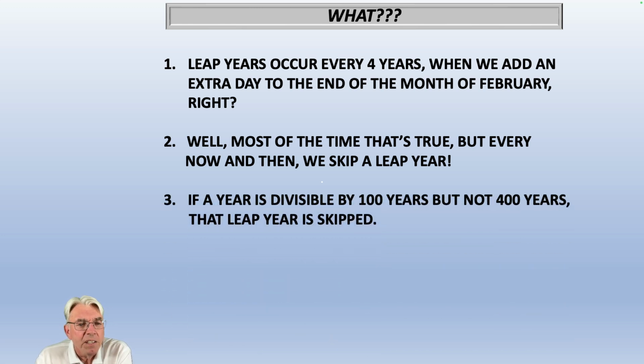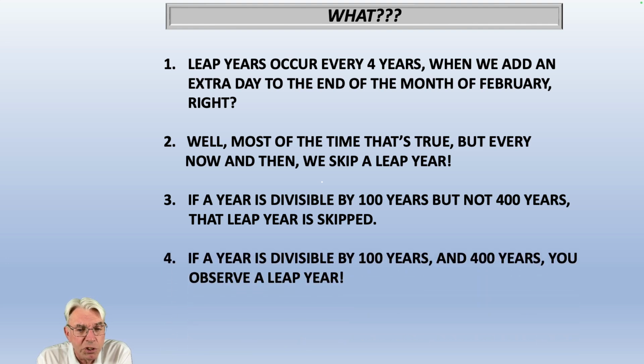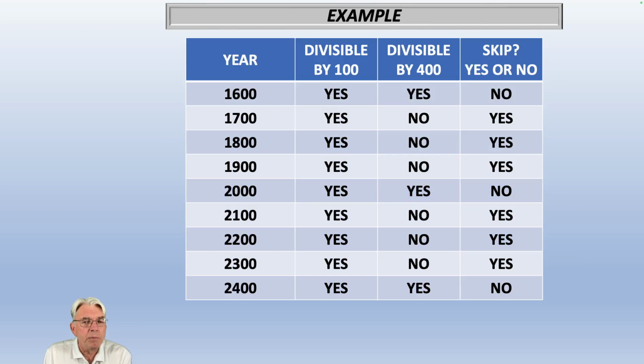The rule of thumb is that if a given year is divisible by 100 evenly, no decimal points, but not divisible by 400, then that leap year is skipped. If a year is divisible by both 100 and 400, then you do observe a leap year in that particular year. So let's put this in table form here, and I'm going from the year 1600 to the year 2400, every 100 years. All of those years are divisible evenly by 100, but only 3 of them are divisible by 400: 1600, 2000, and 2400.